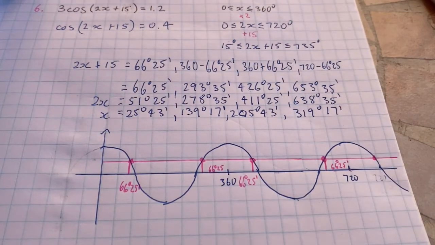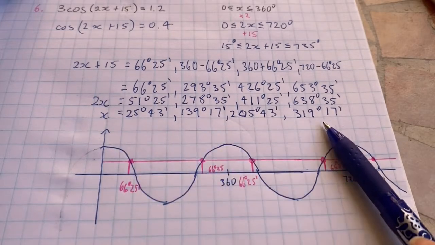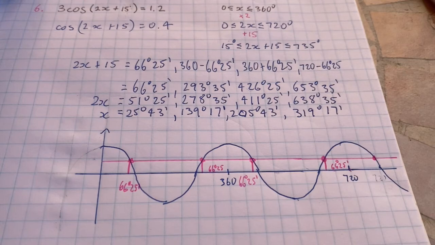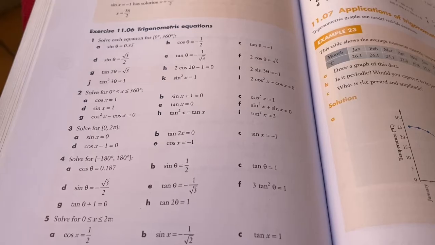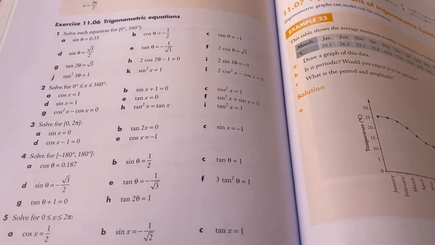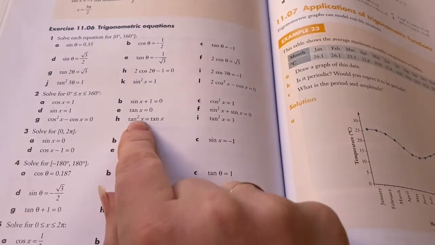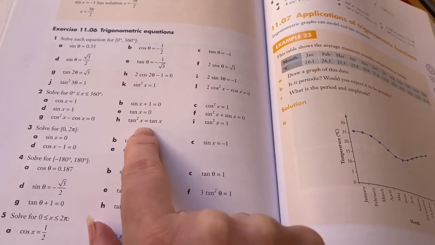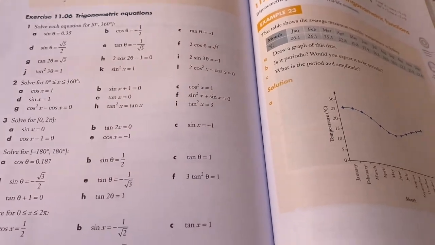You'll notice all of those solutions are between 0 and 360. So this domain adjustment at the beginning really helped us to get those solutions. Now I'm just going to give you a couple of little tips about the exercise. With this one, for example, if you divide by tan, you will miss solutions. You do need to subtract the tan and factorize.